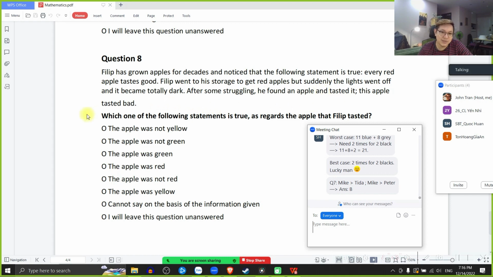Tasted bad. Which one of the following statements is true with regard to the apple that Philip tasted?